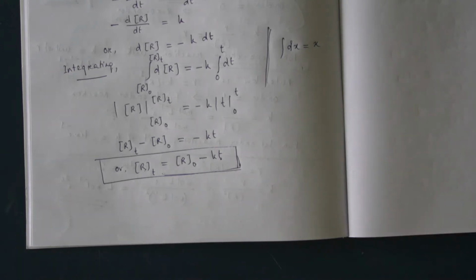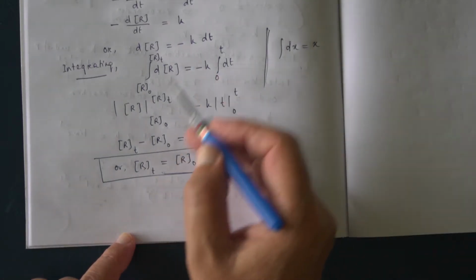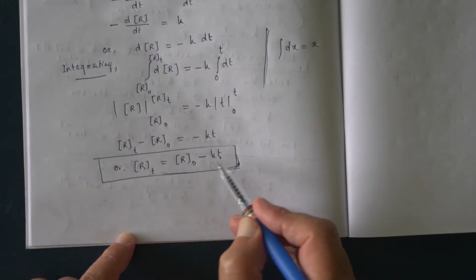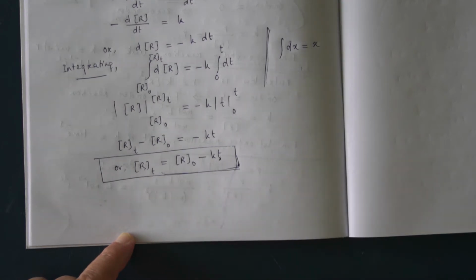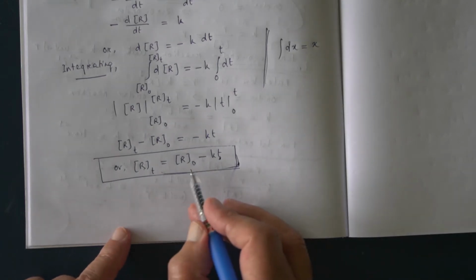Okay, so what is the concentration of R reactant left at time t? So, a relation to it. Now using this equation we can draw a graph.